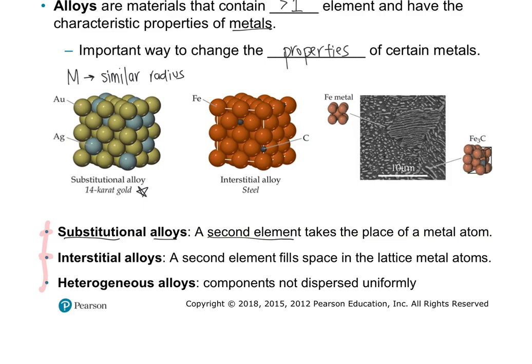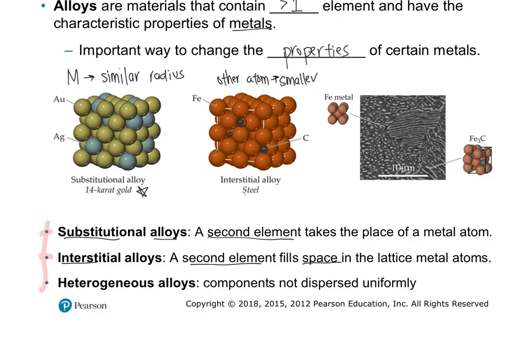With interstitial alloys, interstitial means between the space. This is where a second element fills the space in the lattice. So we have our metal lattice, and then we have tinier atoms that can fit in between. For this, one atom needs to be way smaller. It doesn't even have to be a metal, but the other atom needs to be smaller so it can fit in the little holes. And that actually helps to strengthen it.